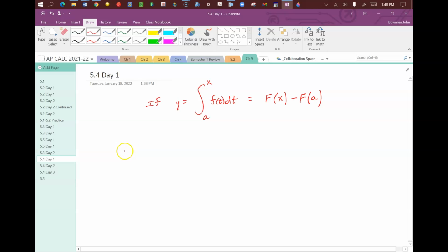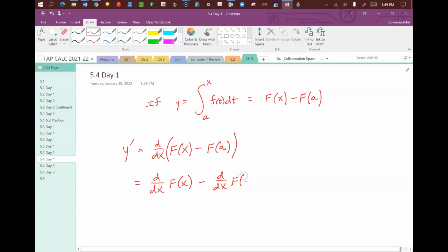What we want to find out more about is what's y prime then? Well, y prime would be equal to the derivative of the antiderivative of f at x minus the antiderivative of f at a. And by properties of derivatives, we can split that into two separate derivatives, the derivative of the antiderivative of f at x minus the derivative of the antiderivative of f at a.